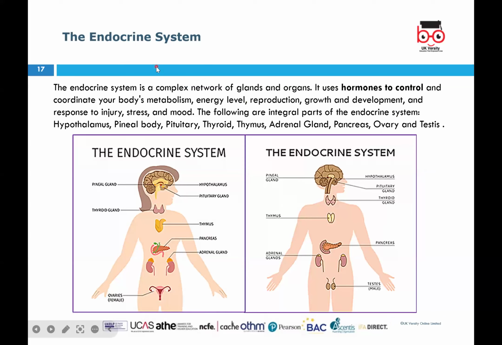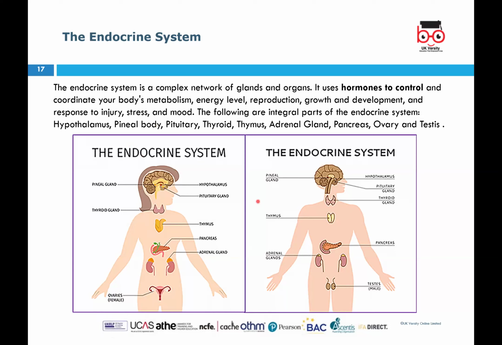Coming towards the endocrine system, it is a complex network. You have glands. This is the female endocrine system, and you have the male endocrine system. They have different functions. You have hormones, and they control your body's metabolism. What is metabolism? The functioning of your body: how much energy is released, your reproduction, growth, development, response to injuries and stresses, your mood. All of these are functions of the endocrine system.